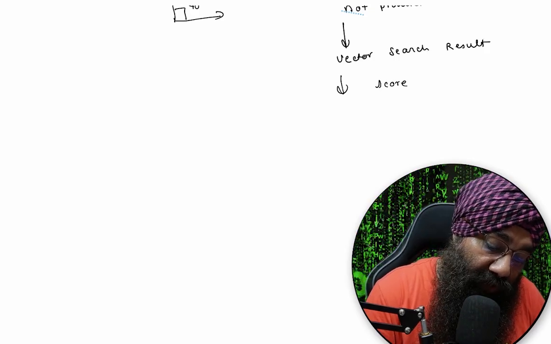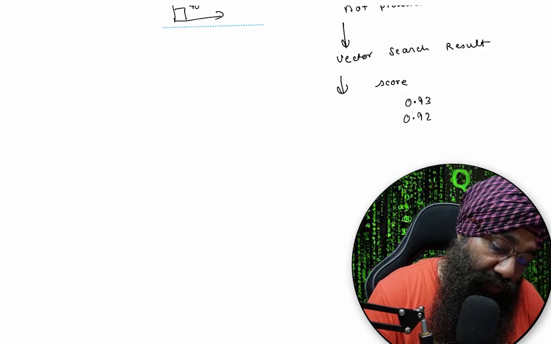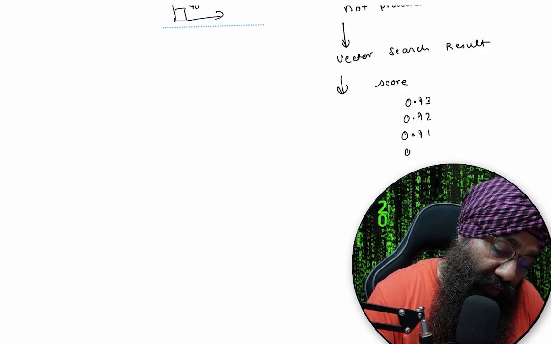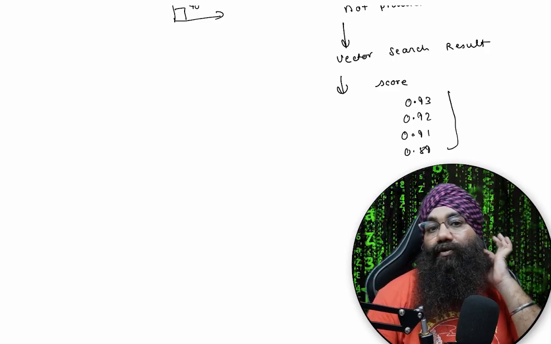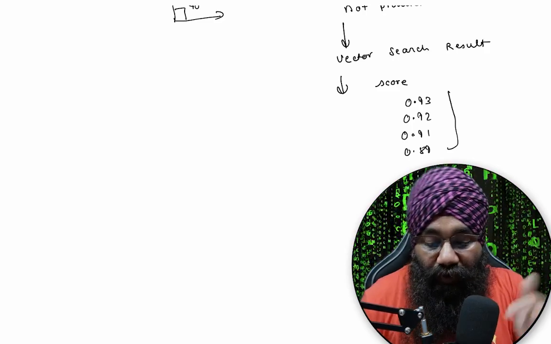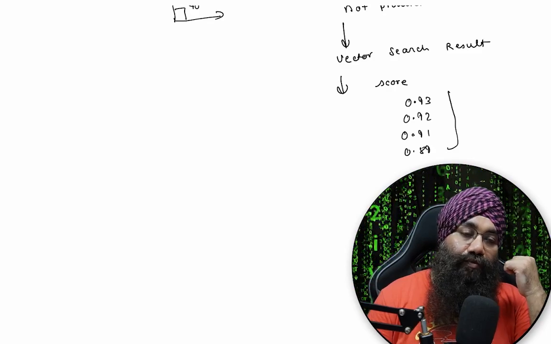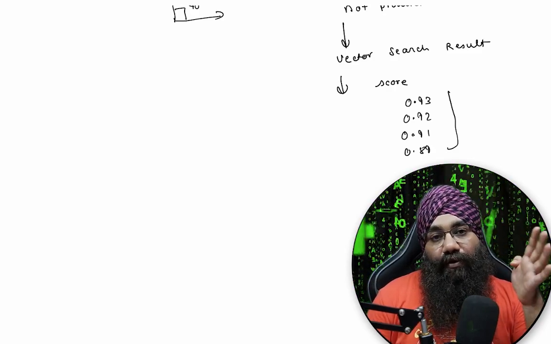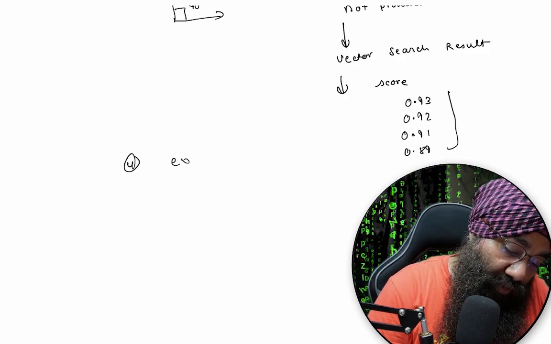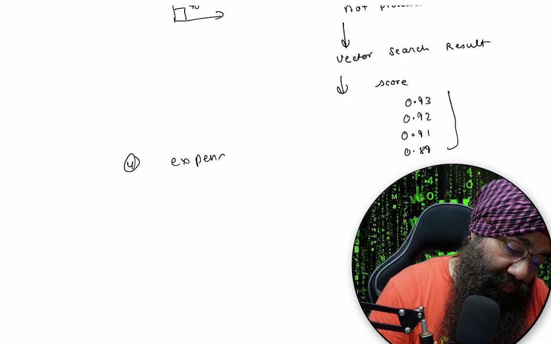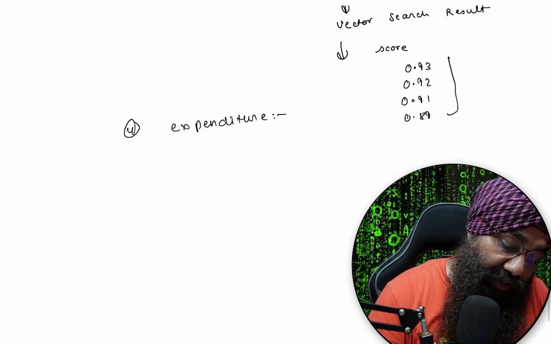Suppose the top products will score 0.93, 0.92, 0.91, 0.89. Out of 1, if you get 0.93, it means it is 93% matching. It is a good match. So the cos theta between your query embedding and the product embedding is very small, the angle is very small, they are matching very much. So that means it's a good scenario.